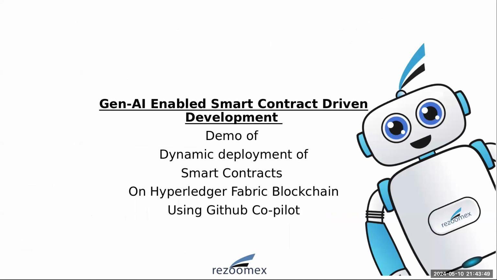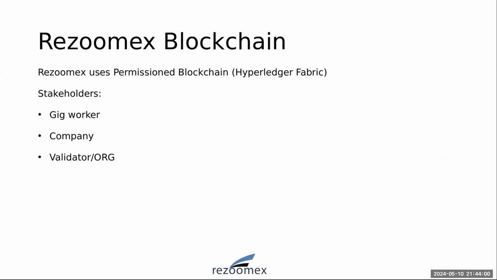As I said, we have leveraged blockchain technology to provide this unique service offering in terms of smart contract driven development, which I'll now be talking about. First, I will give a brief overview of our blockchain architecture at Rezoomex. We use the very popular Hyperledger Fabric permissioned blockchain, and the main stakeholders here are the gig workers, the company which we talked about, and the validators, basically the node owners, the consortium members.